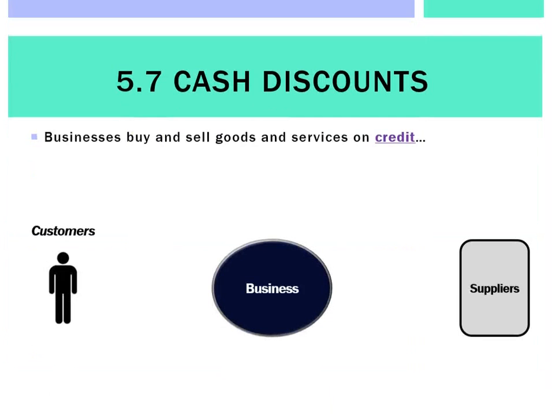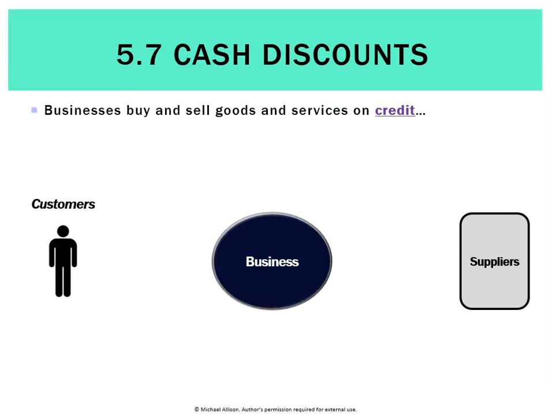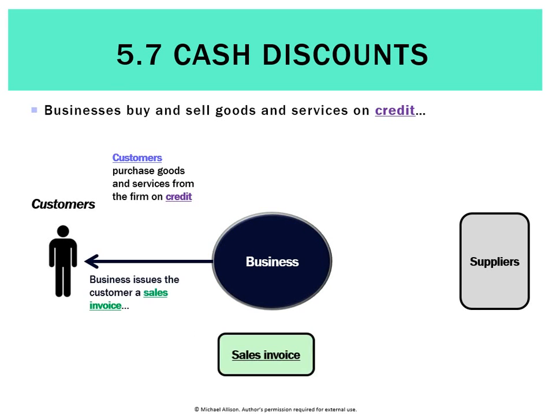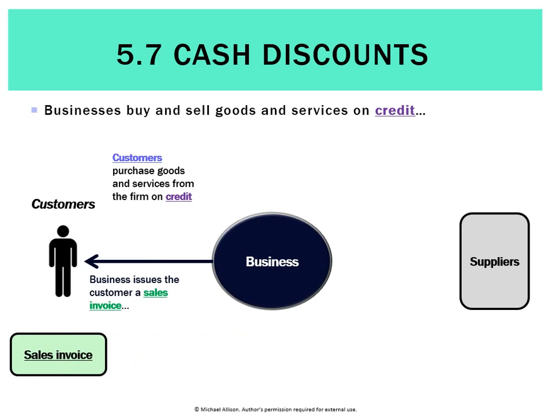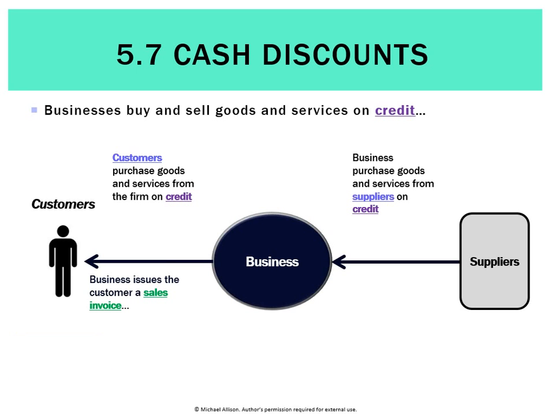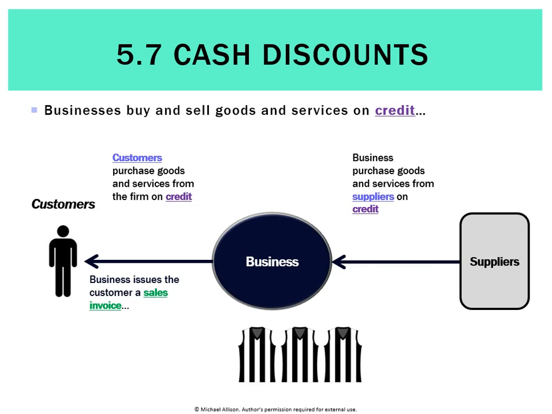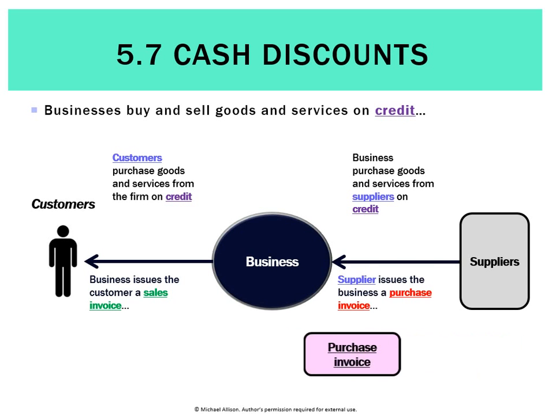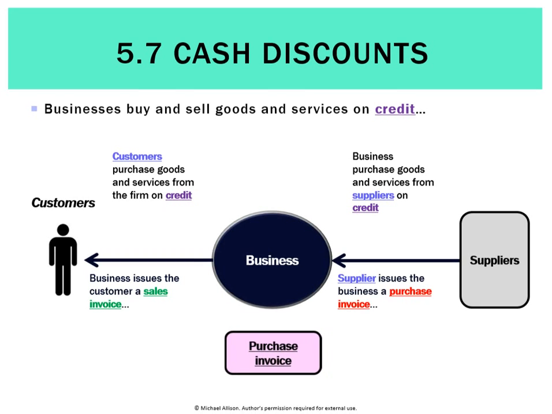In business, it's quite common for cash discounts to be given. As a business, we buy and sell goods and services on credit. Sometimes customers buy from us on credit, and then we issue them what's called a sales invoice. Sometimes we buy from suppliers on credit, and they'll issue us some stock and then give us a document called a purchase invoice.